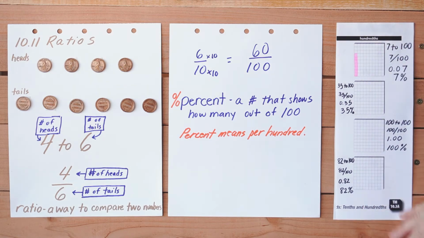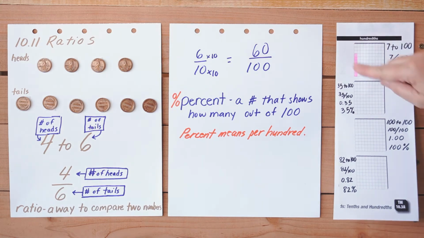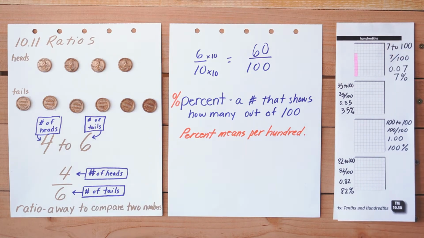So we're going to go back and get our hundredths grids out. Or I have grids to show you, you don't have them right now, but we're going to see the hundredth parts here. It's all broken down, and I'm just going to show you a couple of examples. 7 to 100, 7 hundredths, 0.07, because the decimal places are tenths, hundredths, and then we have 7%.